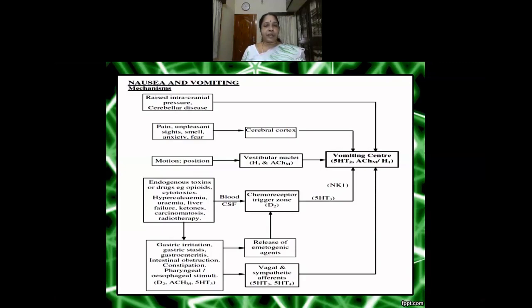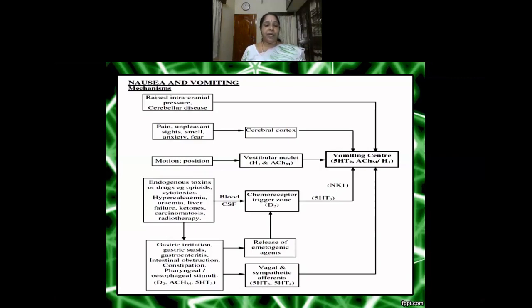Sometimes endogenous toxins are produced in our body due to drugs, for example opioids, or due to cytotoxic agents, or due to hypercalcemia. Hypercalcemia is when there is increased calcium in the blood. Uremia is a condition where there is increased urea in the blood, or it can be due to liver failure. Presence of ketosis, what we call ketones in the blood. Carcinomatosis, cancers, or radiotherapy. So these toxins or biochemical compounds are carried in the blood or the cerebrospinal fluid. They affect the chemoreceptor trigger zone, and they in turn will stimulate the vomiting center.